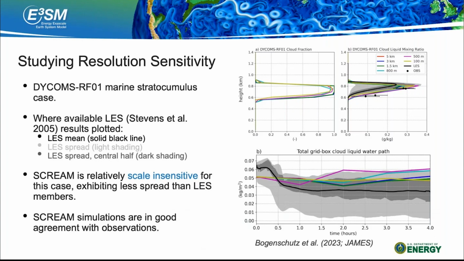The DP-Scream simulations, on the other hand, denoted by the colored curves, which were run with resolutions ranging from 100 meters to 5 kilometers, show far less spread than the LES ensemble and show good agreement with observations. This is particularly impressive because this range of resolution spans the gray zone of boundary layer turbulence, and highlights that Scream is reasonably scale insensitive, at least for this regime, and though not explicitly shown on this slide, also scale aware, and can be run at higher resolutions than the default 3-kilometer model with no code modifications required.